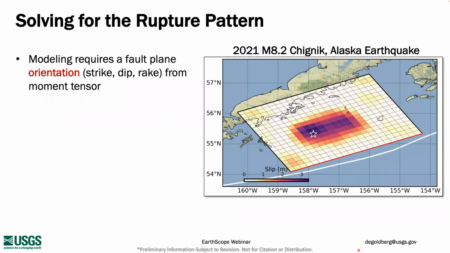So very briefly, how do we solve for this slip pattern? How do you create a finite fault model? So first off, modeling requires that you assume the fault plane orientation. So basically a strike, a dip, and an average rake.